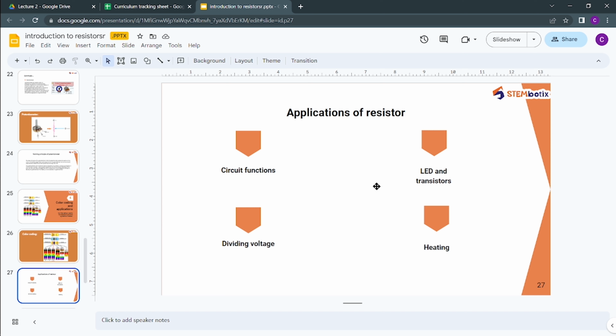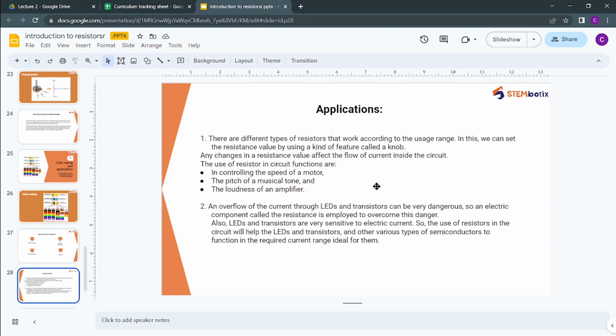Now the applications of resistors. So where are these resistors used? It has a wide range of applications, such as circuit functions in LEDs and transistors, to divide voltages, and as heating elements. So these are the major resistor applications. We will see them in depth.